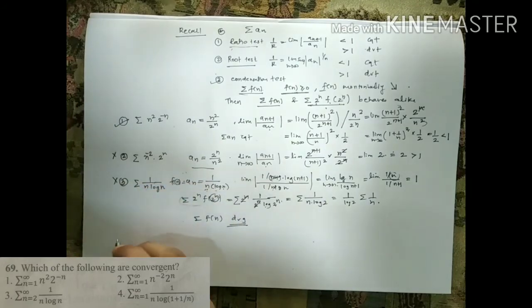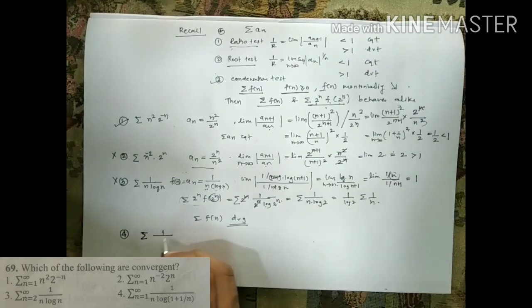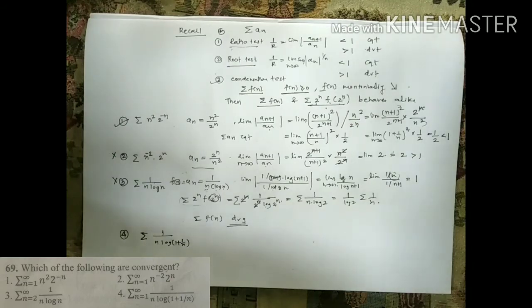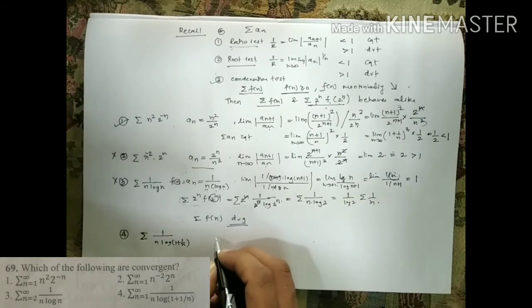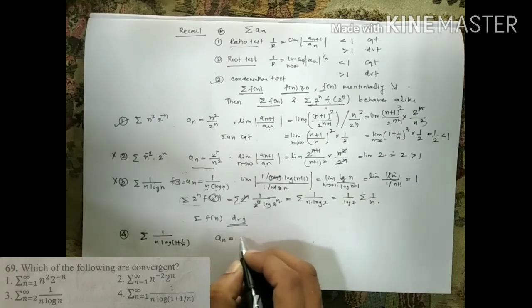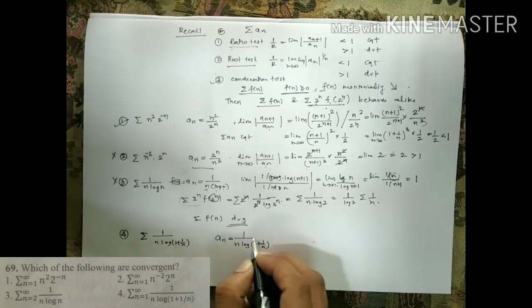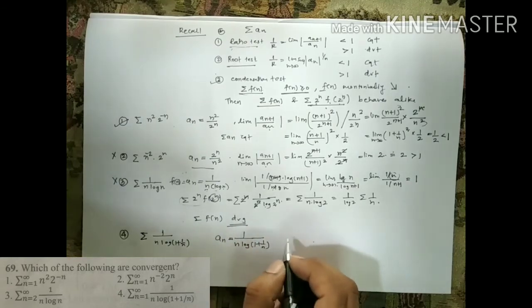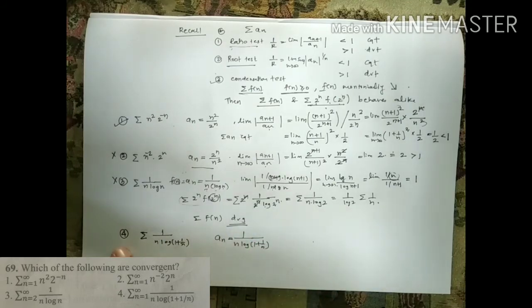So this series diverges, so it cannot converge. Okay, and the last one, the fourth series, says we have the summation of 1 by n log(1 plus 1 by n). Now, in order for a series to converge, what is the necessary condition? This a(n) should approach 0. But in this case, what is my a(n)? 1 upon n log(1 plus 1 by n). So this has to approach 0 if this series is convergent. This is the necessary condition.